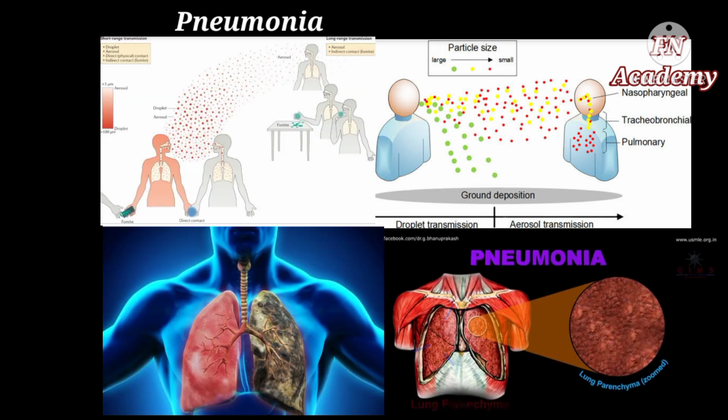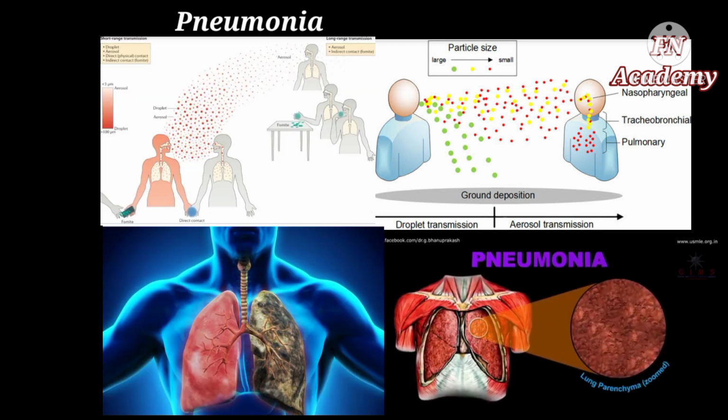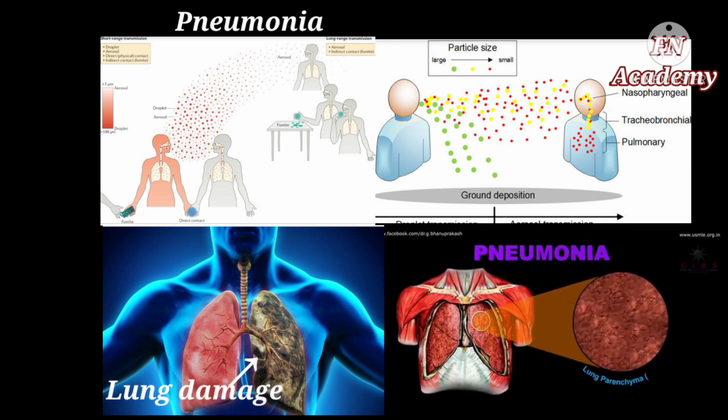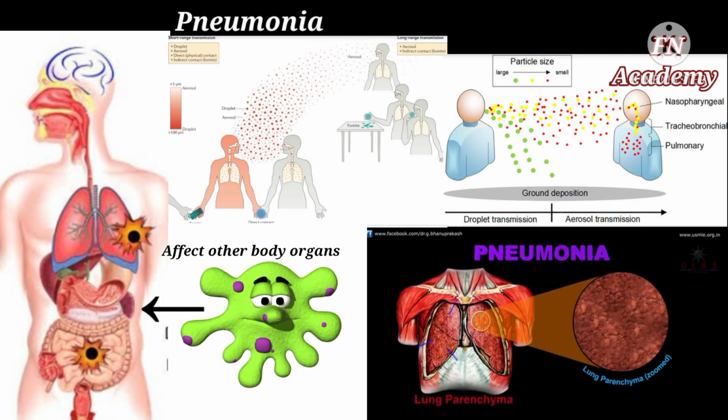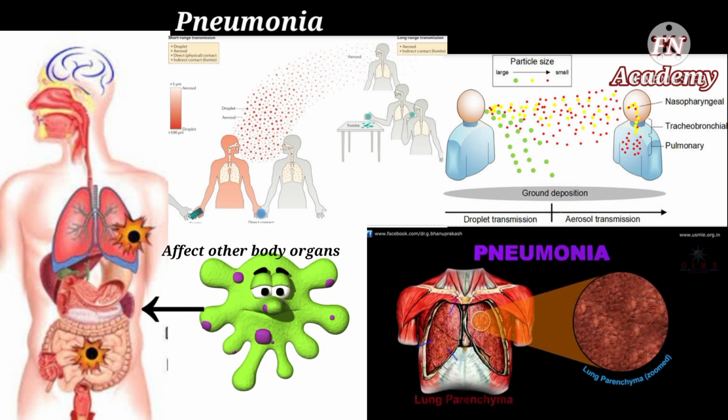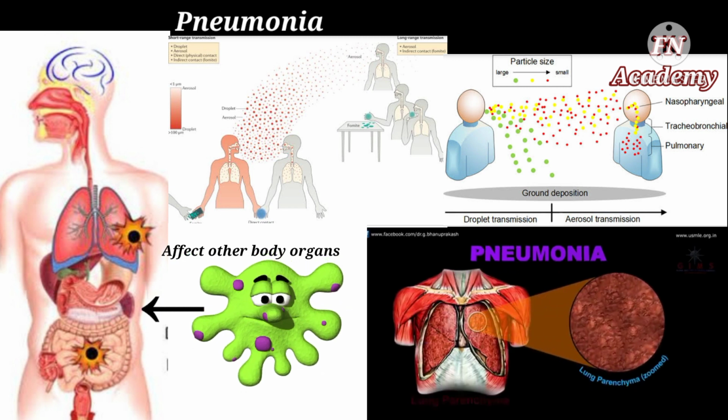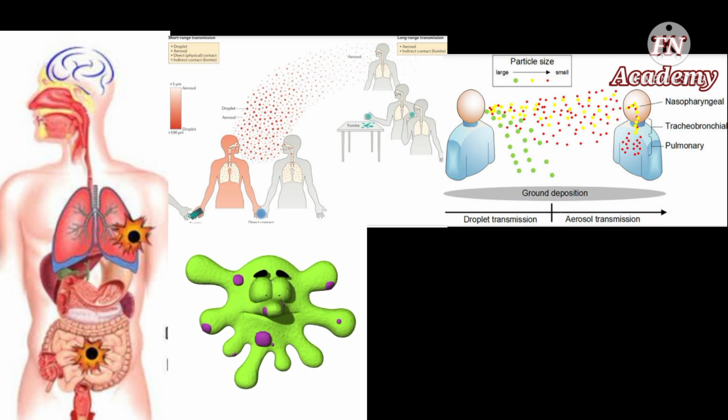The invasion of the lungs may lead to varying degrees of cell death. When the immune system responds to the infection, even more lung damage may occur. Many viruses simultaneously affect other organs and thus disrupt other body functions.